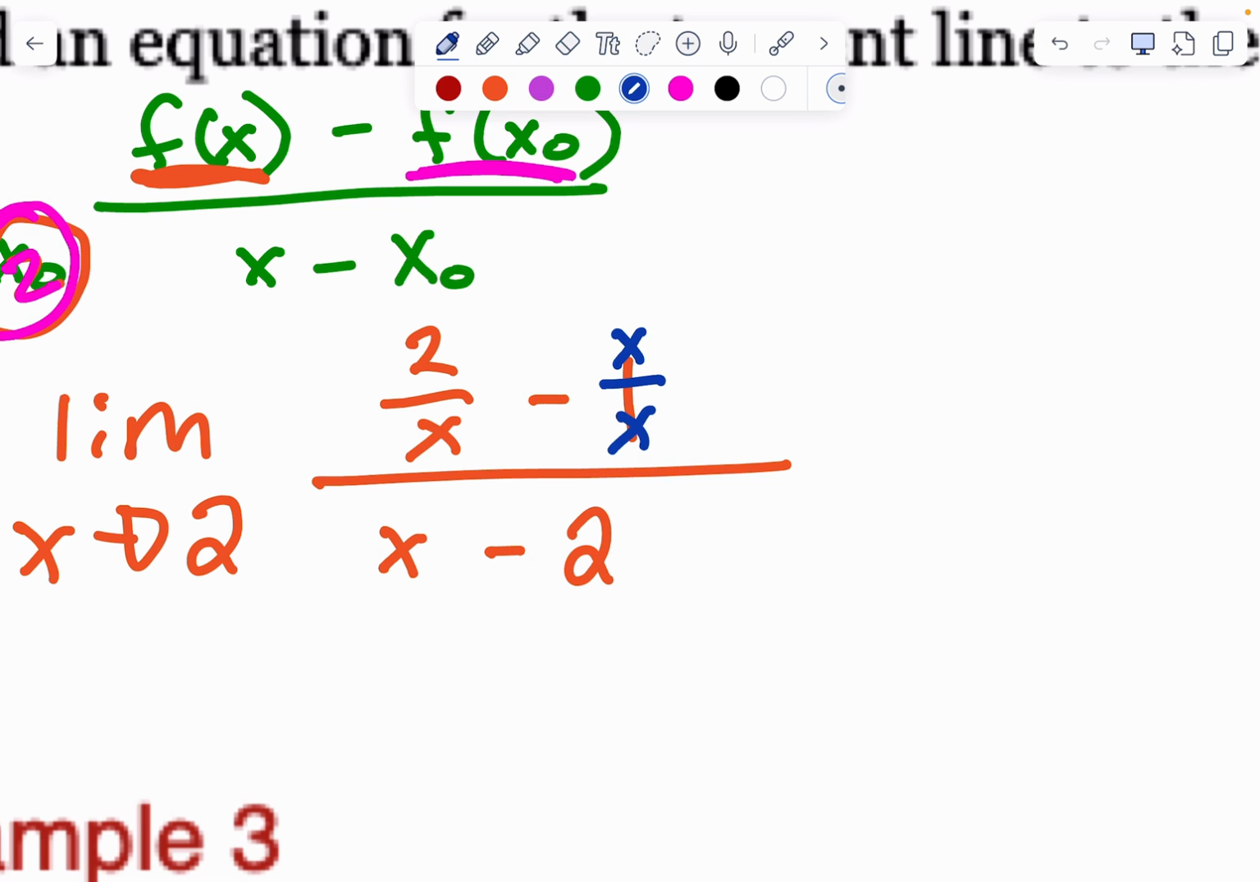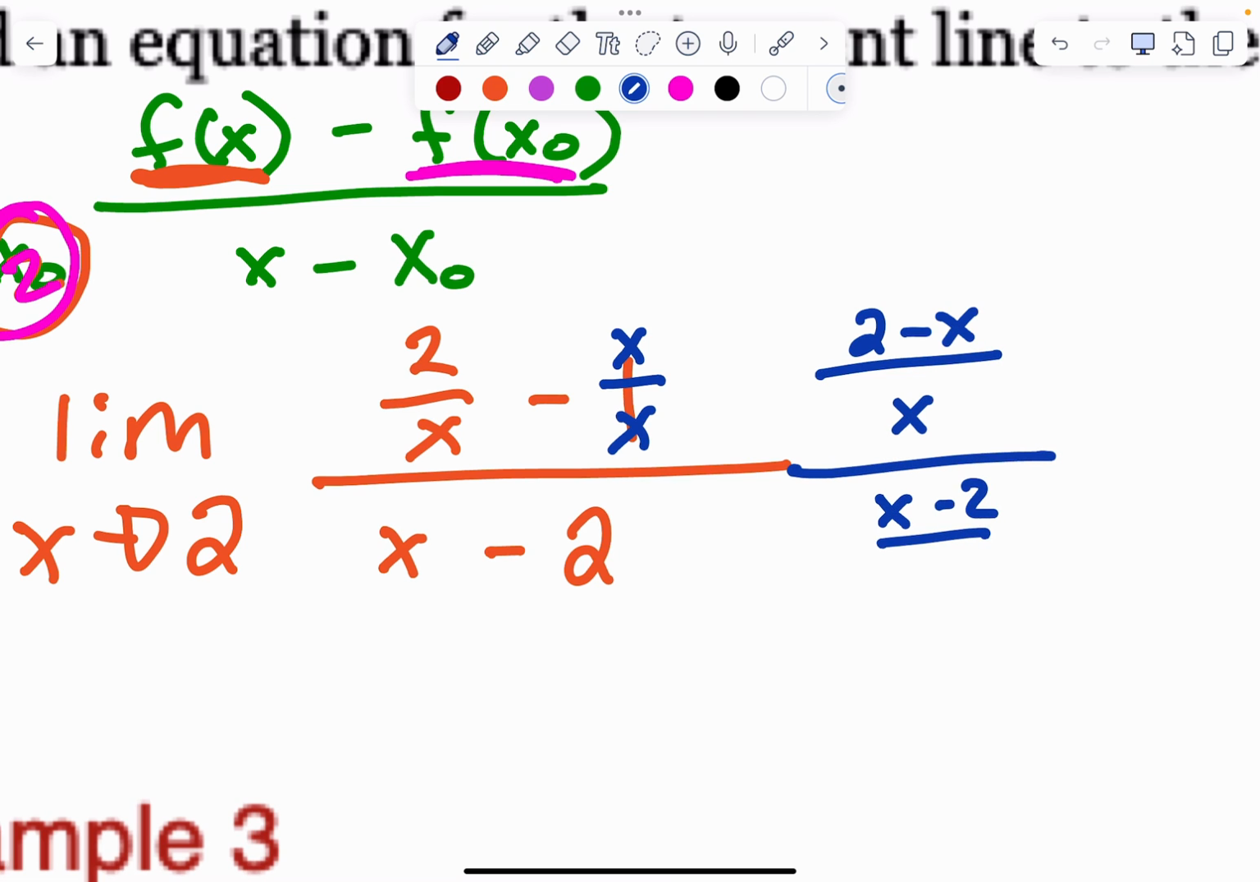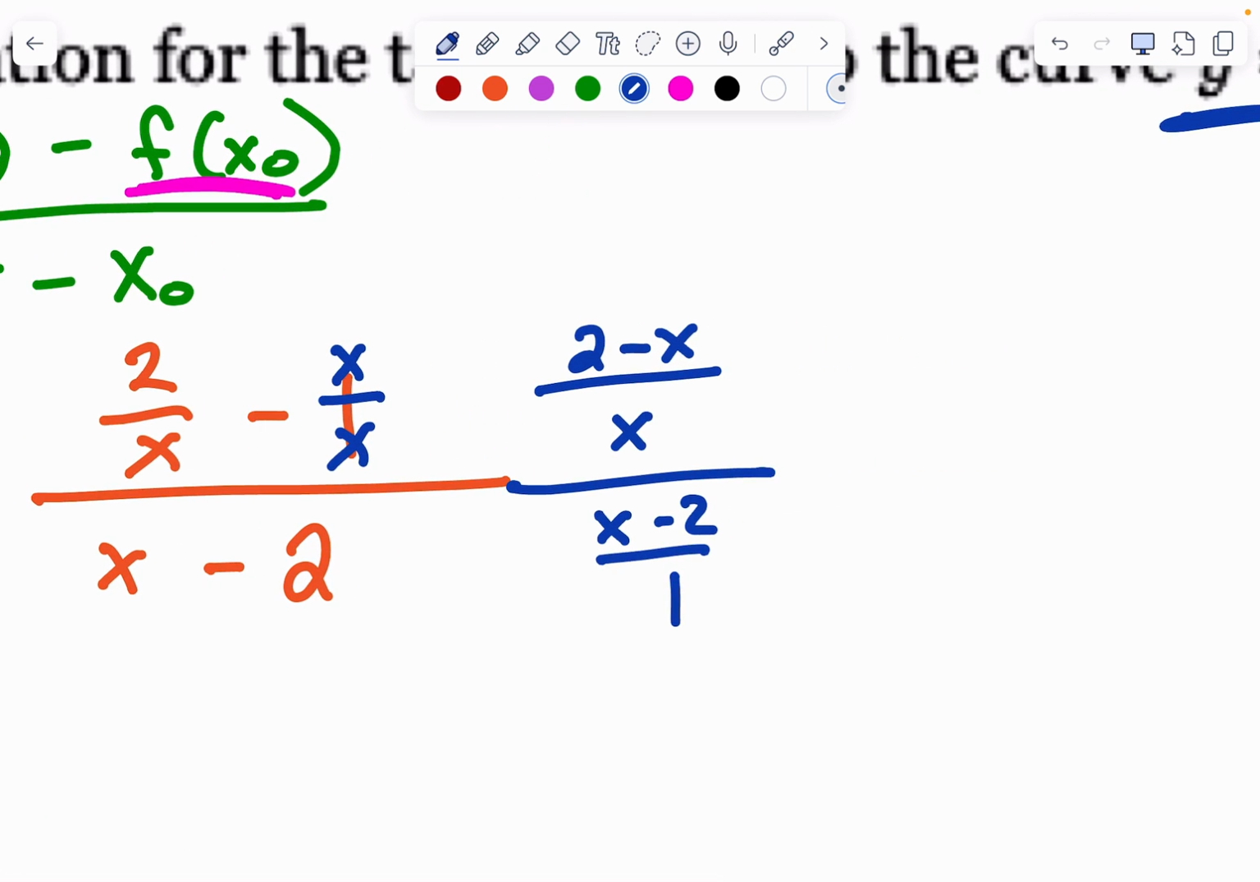If I make that x over x, then this guy on top is gonna be 2 minus x over x, minus 2 over 1. You see how I just made that into a fraction? All right, good. Now I'm going to multiply by 1 over x minus 2. You see what I'm doing?